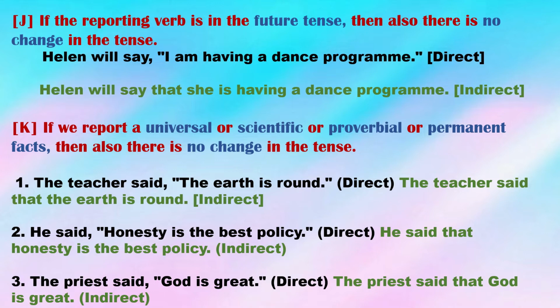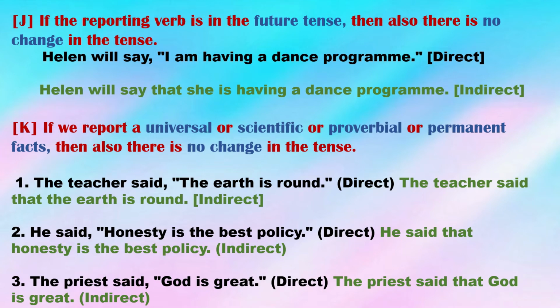Rule K. If we report a universal or scientific or proverbial or permanent fact, then also there is no change in the tense. Example, the teacher said, the earth is round, is a direct speech. The teacher said that the earth is round is an indirect speech. There is no change in the tense format.